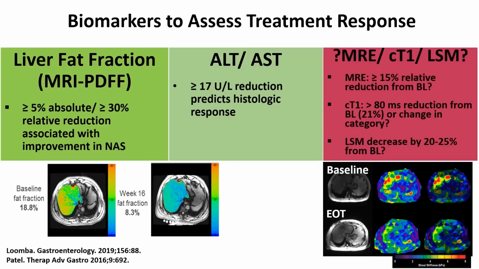In phase 2A studies, obviously, we don't want to do 2 biopsies before we have signaled that the drug is effective. So we utilize MRI-PDFF, and we know that reduction by 30% relative reduction from baseline for drugs that have a metabolic mechanism of action is associated actually with improvement in NASH and NAFLD activity score. As I mentioned earlier, also reduction in ALT by 17 units from baseline predicts histologic improvement.